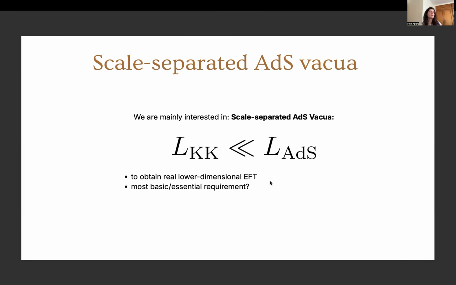And this is an important requirement to get an actual lower-dimensional effective field theory. It is maybe one of the most basic requirements we can put on a string compactification for string phenomenology, simpler than getting, for example, the Standard Model. So it's worth focusing just on this scale separation property. Obtaining scale-separated AdS vacua from compactification is not straightforward, and we only have a handful of constructions, like the KKLT, LVS, and DGKT vacua, and even for them, there's no full consensus yet on their consistency.